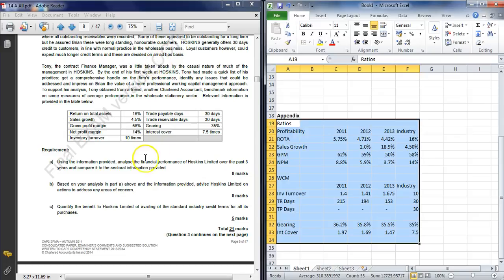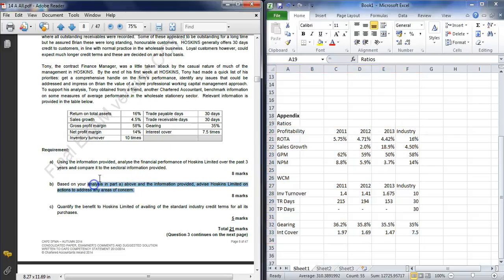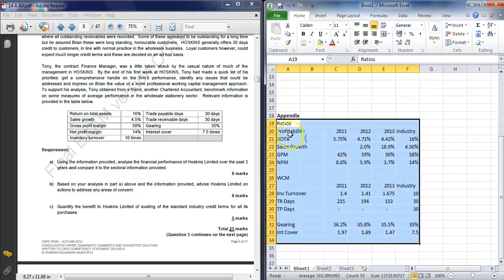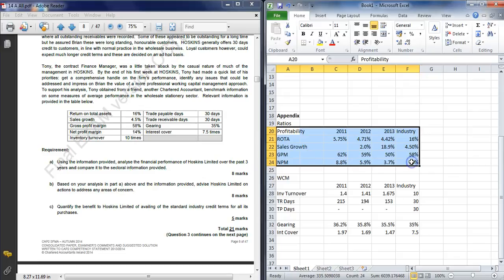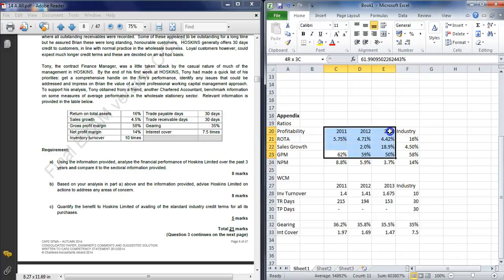So what students were doing in part B was they were making some comments that were relevant for part A. Part B only wants the actions. So for example, for the ratios, one key action is investigate gross profit margin. So why is that falling? You need to control your cost of sales better, or review your sales mix in light of the big growth.